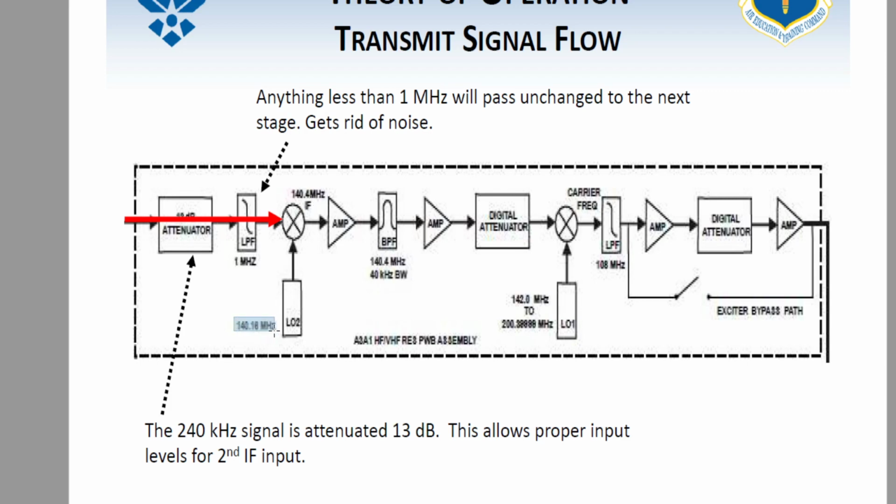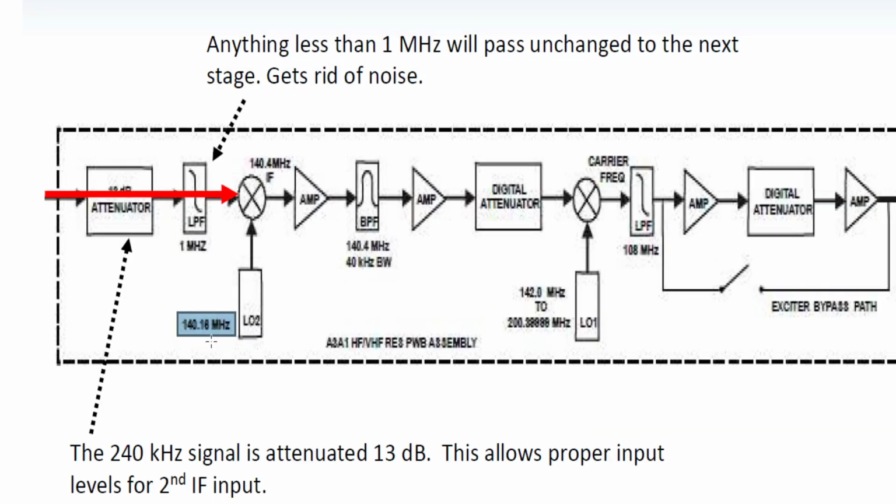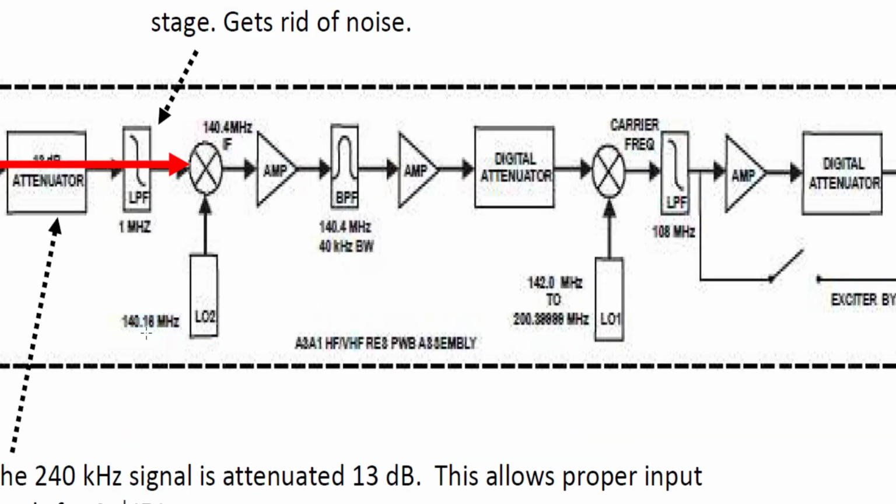This frequency down here, this is what's known as the injection frequency. Now you may not find that specific wording in your TO. Your study guide workbooks might talk about it, but know that this coming right here, this is called the injection frequency, the 140.16. Now somebody do some quick maths for me and add 140.16 plus 240 kilohertz. So 140.16 plus 0.240. And tell me what you get.